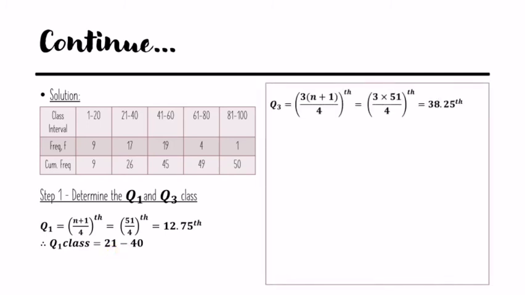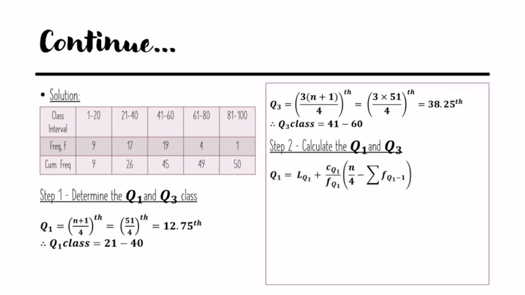For quartile 3, we want to find the quartile 3 class. So 3 times 51 divided by 4, you get 38.25. So the Q3 class is the 41 till 60 class. And then you calculate the Q1 and Q3 using the formula.